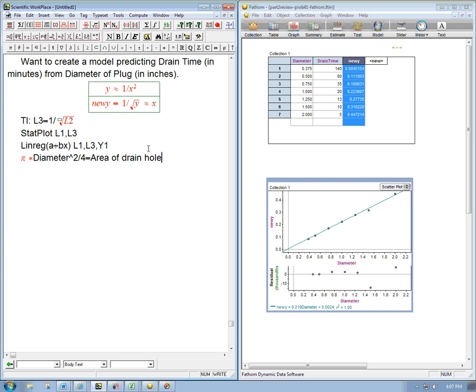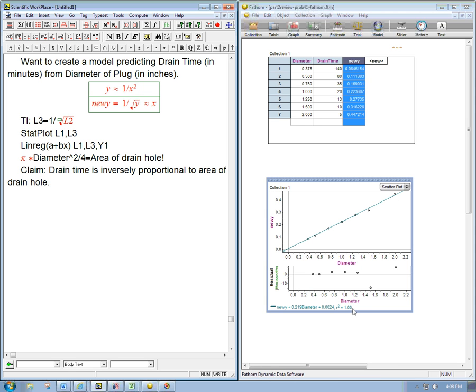It makes a heck of a lot of sense that when the area of the drain hole gets bigger, that's the denominator here, the drain time should get smaller. So the very unobjectionable claim is that the drain time is inversely proportional to the area of the drain hole. That's not too surprising, and the data definitely seems to bear that out. It's not perfect, of course, because there are all kinds of other little factors and errors, but it looks pretty good. So we've created our model, we've done our re-expression, we've checked our residuals.